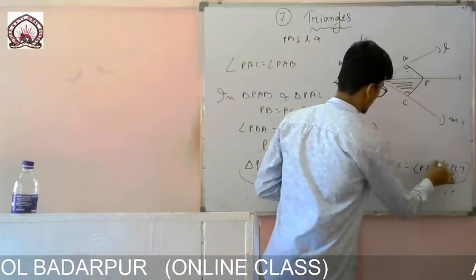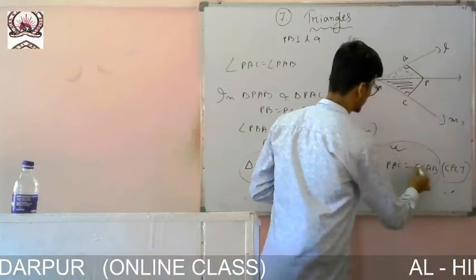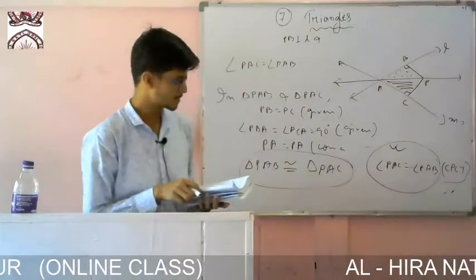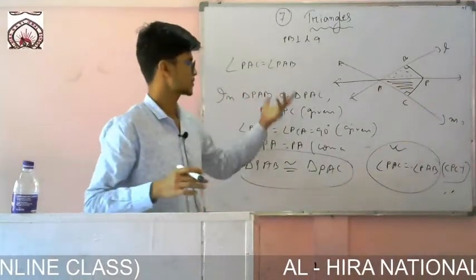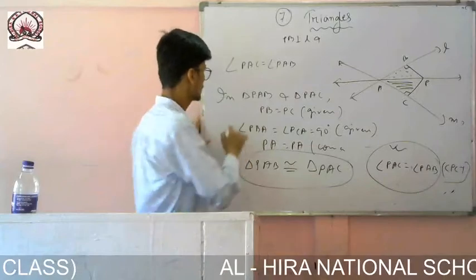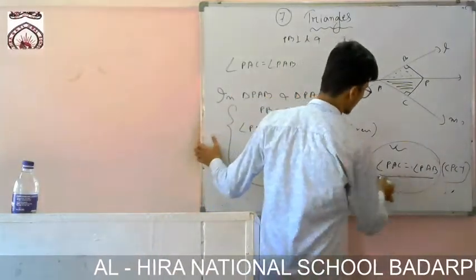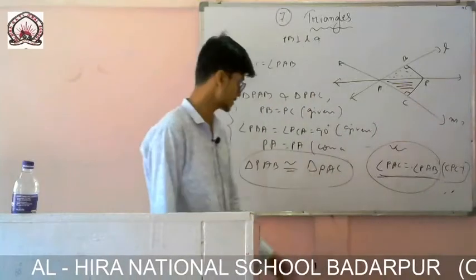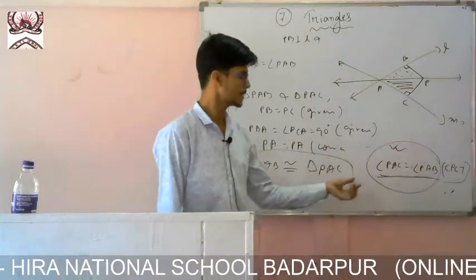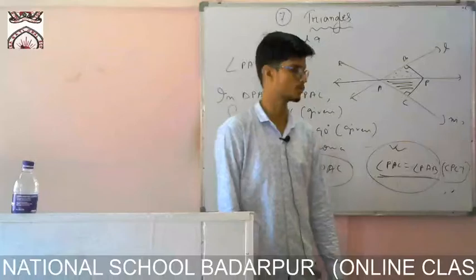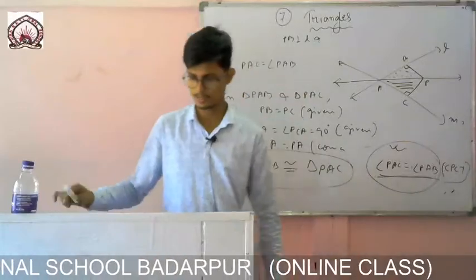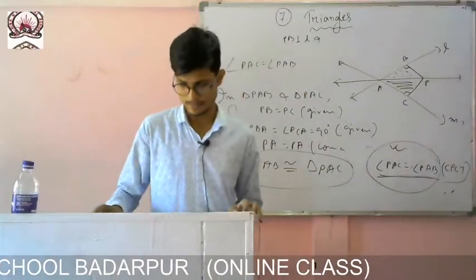In the question it was given to prove this one, and we have proved it. Very easy sum. First of all, we have shown that these triangles are congruent, and after showing congruence, I have shown that if these two triangles are congruent, then their corresponding parts will also be equal. So angle PAC is equal to angle PAB.